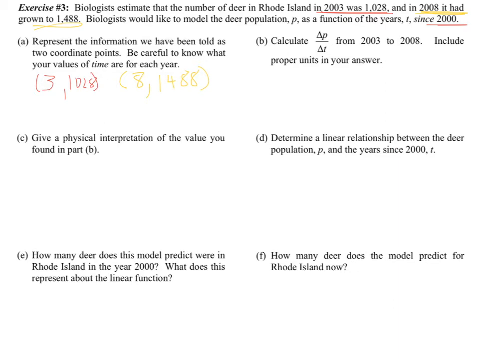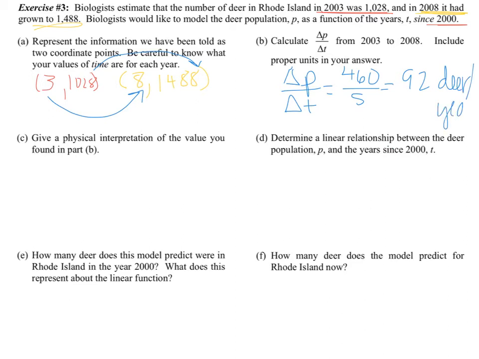So calculate the change in P over change in T from 2003 to 2008. So change in P, so from 1028 to 1488. It has gone up, so the change in population has gone up 460 deer. And then from 3 to 8 has gone up, so the change in time has been 5 years. So 460 divided by 5 is 92 deer per year.